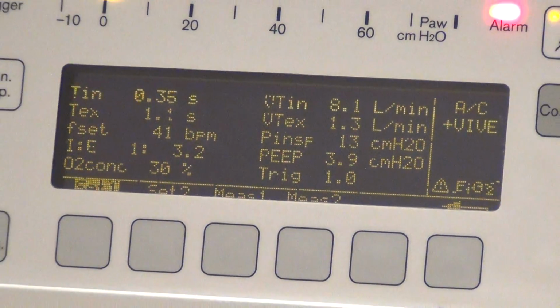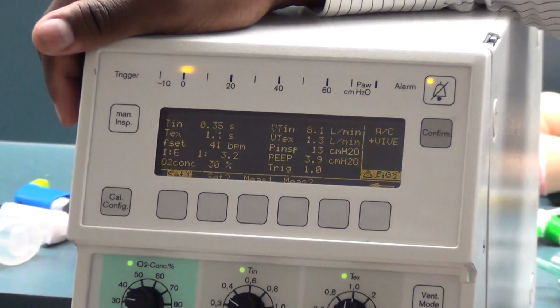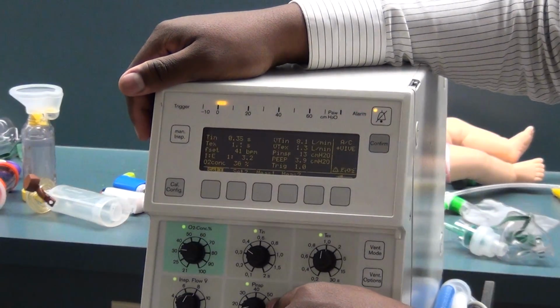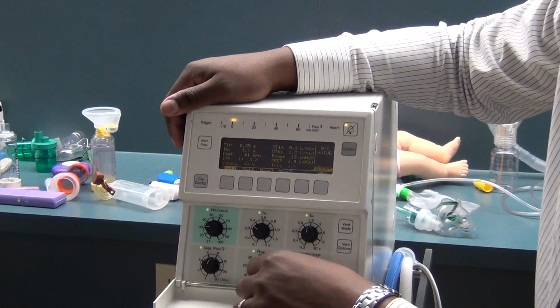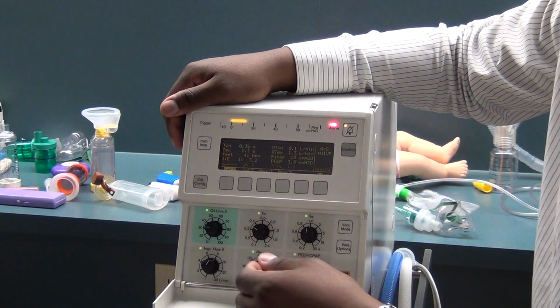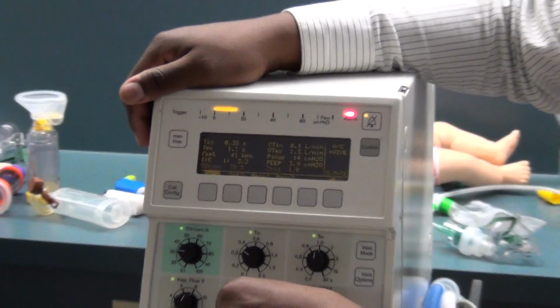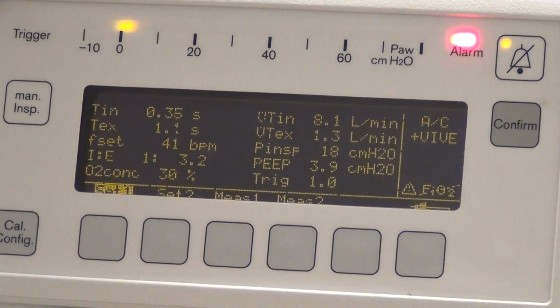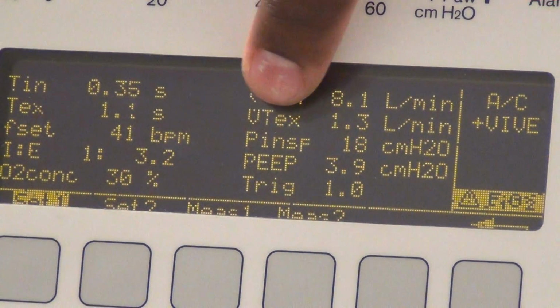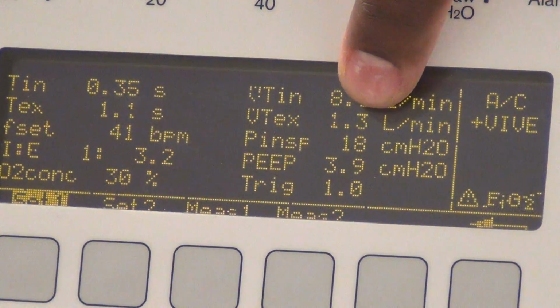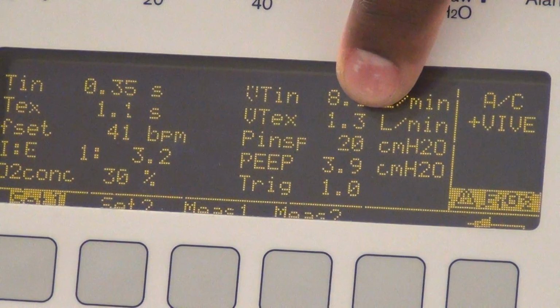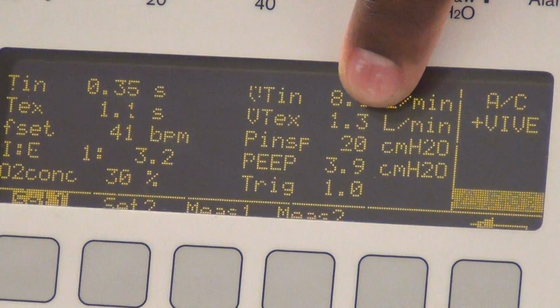All right, next, I'm going to bypass these two knobs and go directly to my pressure. Well, my pressure, I want to set that, let's just say, hypothetically, at 20 centimeters of water pressure. So I increase my pressure. Notice as I increase my pressure, my PINSP increases as well. All right, so we're on 20.